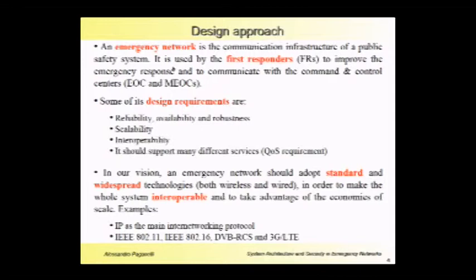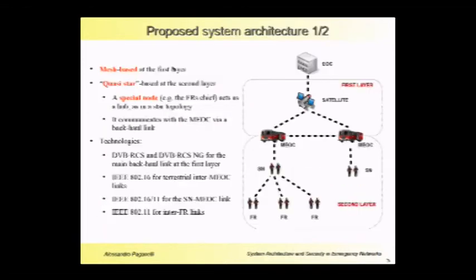In our vision, an emergency network should adopt standard and widespread technologies, mainly in order to make the whole system interoperable. Some of the technologies that we consider in our studies are IP as the main internetworking protocol, as well as the IEEE 802.11 family, 802.16, DVB-RCS, and 3G for what concerns the transmission technologies. In the slide, you can find one of the system architecture proposals proposed by our research group.